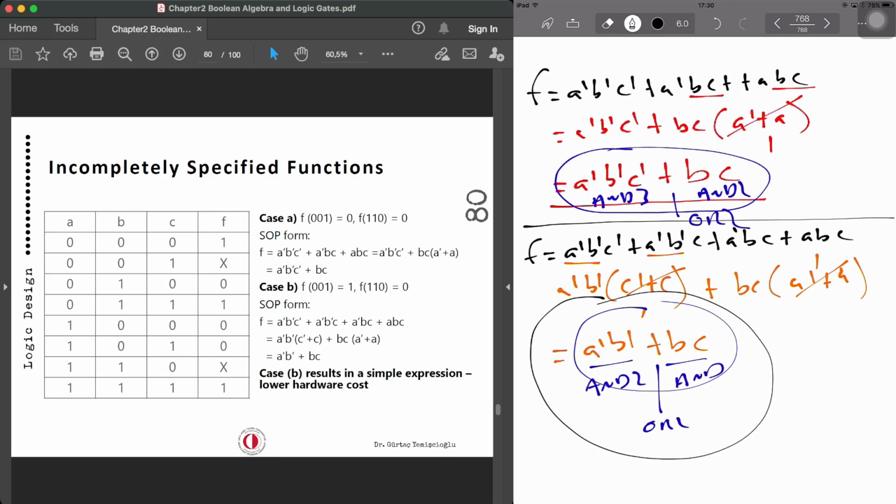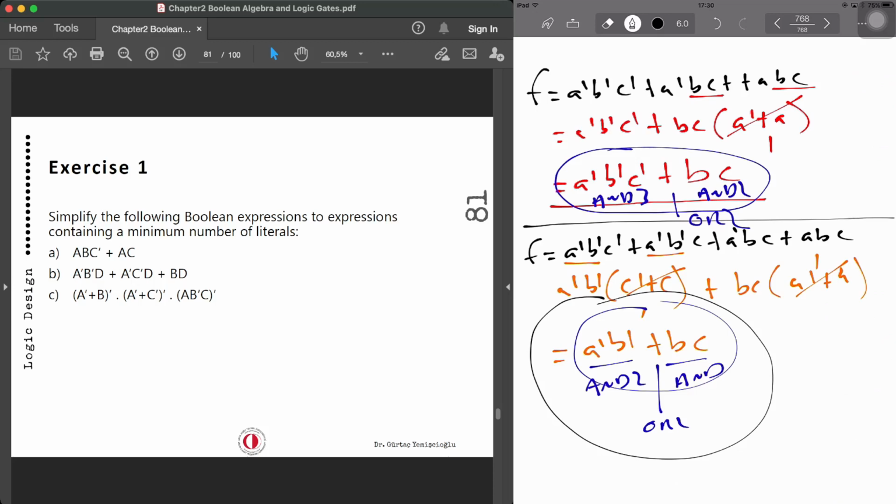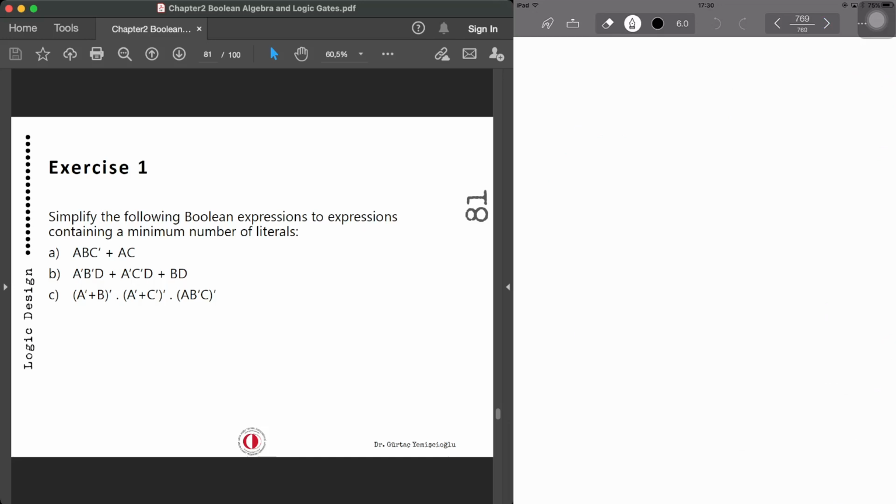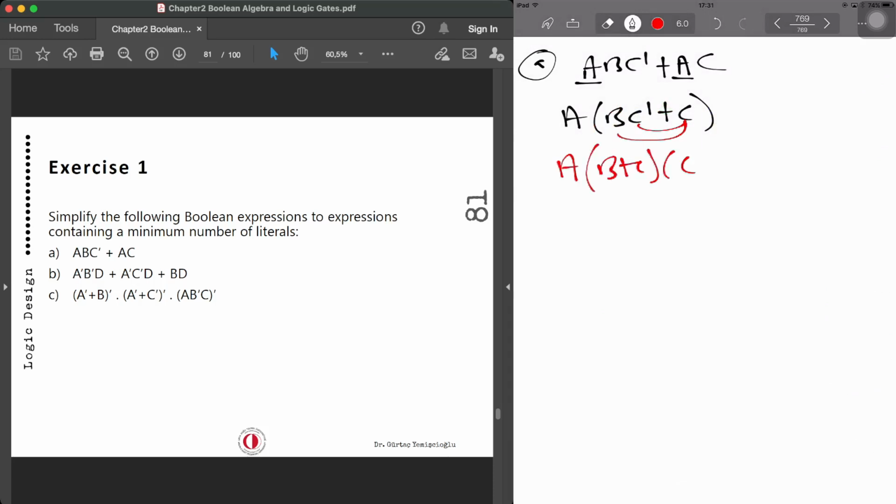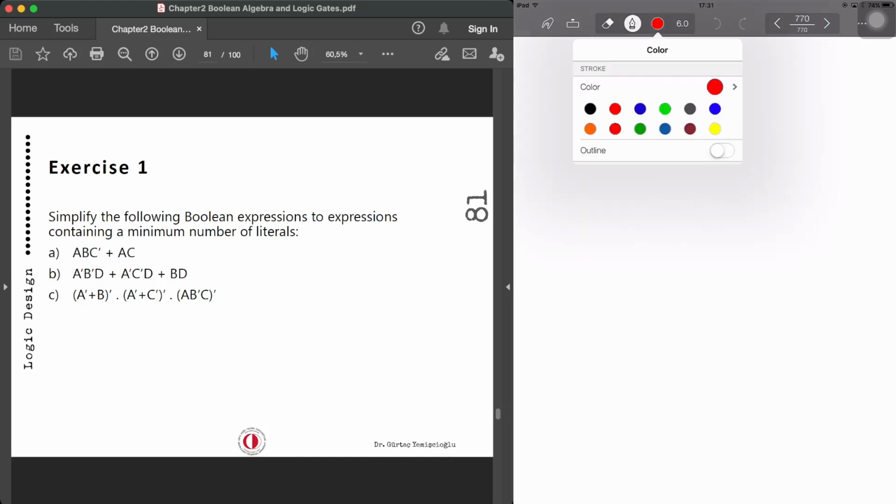So we have got a couple of exercises related to these, like simplify the following Boolean expression to a minimum number of literals. We can use algebraic manipulation here. So A is AB, C prime, or AC. Now, how can I simplify that? A is common. I can take A out. This is B, C prime, or C. Now, this can be multiplied out. So A is there, B plus C, C prime plus C. This is 1. This is A, B plus C, which is going to be AB plus AC. Okay? Then we can try B.